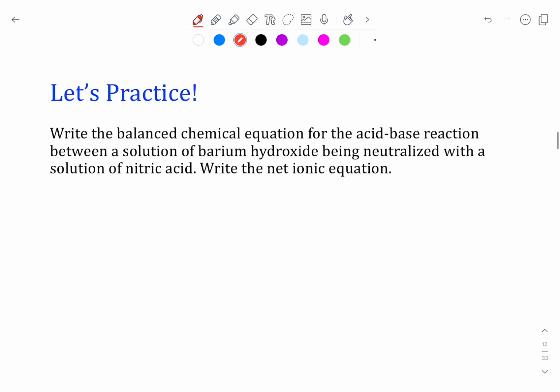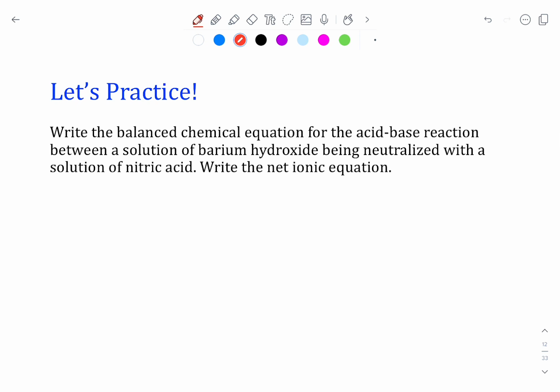Because these are double replacement reactions, we are fully able to predict their products in the same way we did with precipitation reactions. So to practice that, let's write out the balanced chemical equation for the acid-base reaction between a solution of barium hydroxide being neutralized with a solution of nitric acid. Once we're done with that, we'll write the net ionic equation.